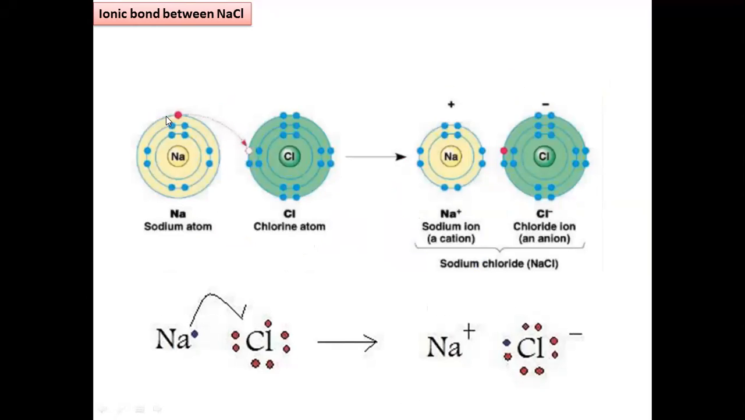And this is another way. One electron is moved to the chlorine. That's why sodium becomes electropositive after donating the electron, and chlorine becomes electronegative after receiving the electron. And this is the final way to represent the ionic bond between the sodium and the chlorine.